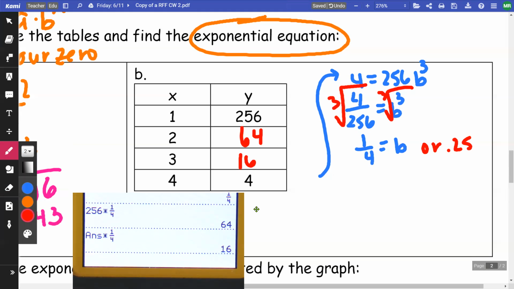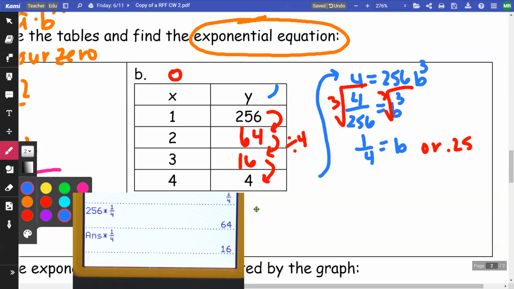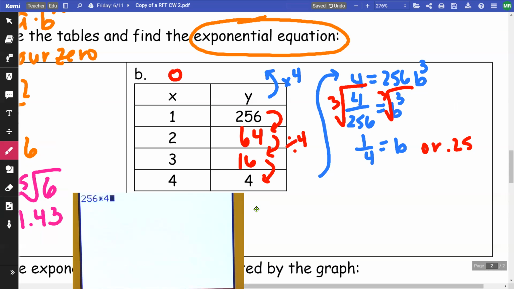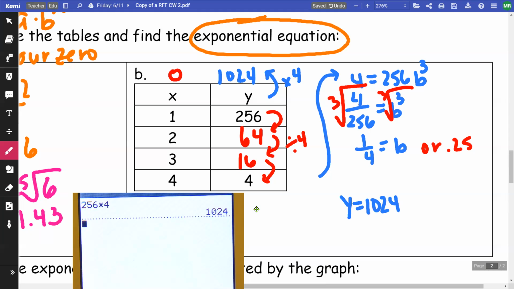Now we need an equation. I need to go backwards and get my 0. So you might notice that I am timesing by 1/4, but really, if you want to think about it, I'm dividing by 4 going this way. It is a 1/4, but I am really kind of dividing by 4, which means going the other direction. I'm going to be multiplying by 4. So I'm going to take my 256 times by 4, and I get 1024. So my equation is going to be y equal 1024 times 1/4 or 0.25 to the power x.